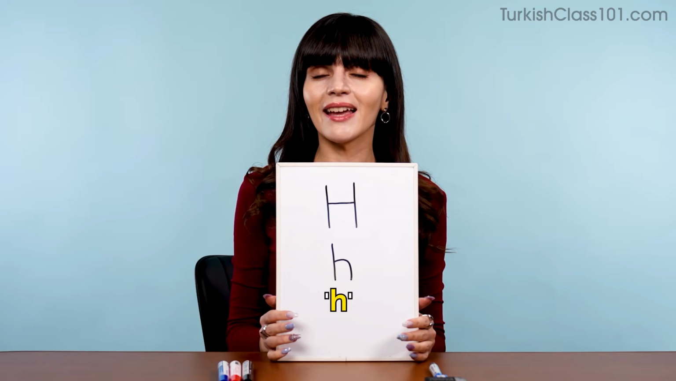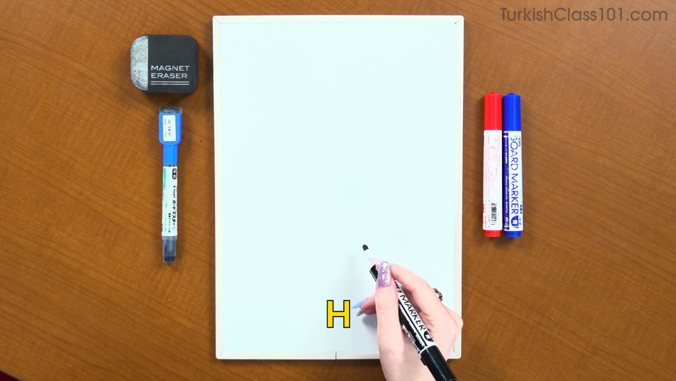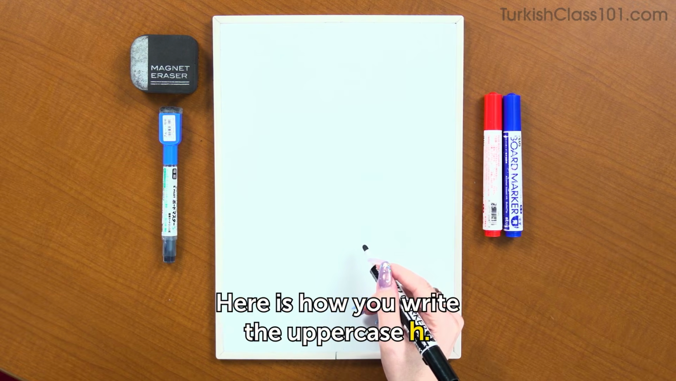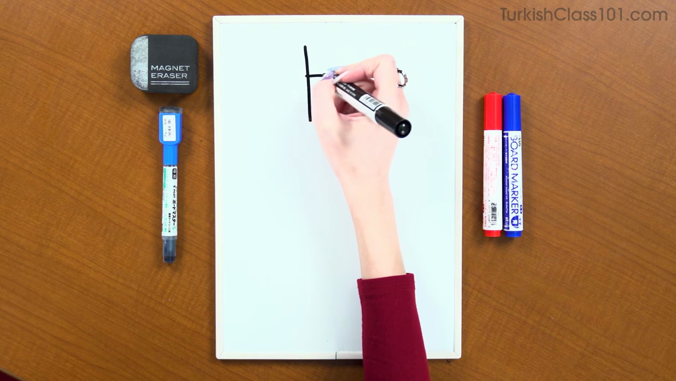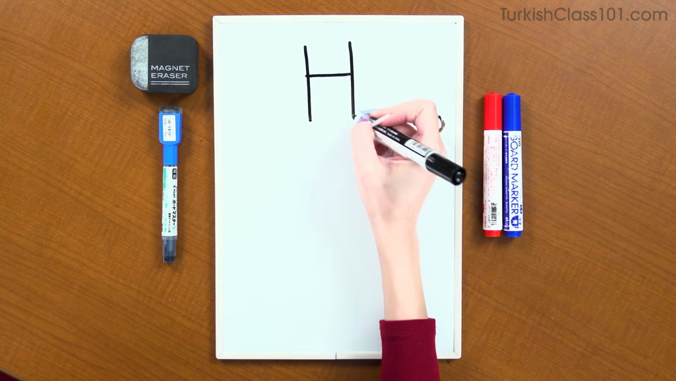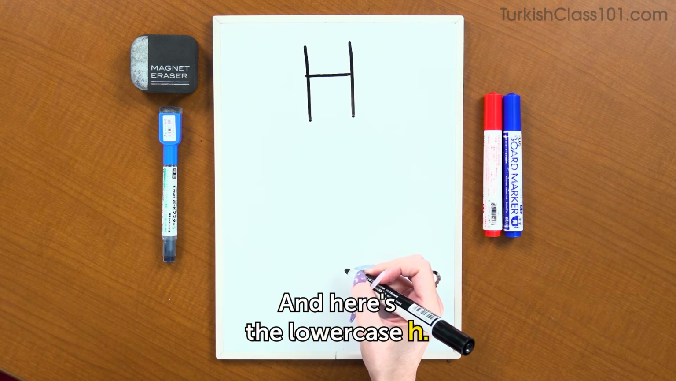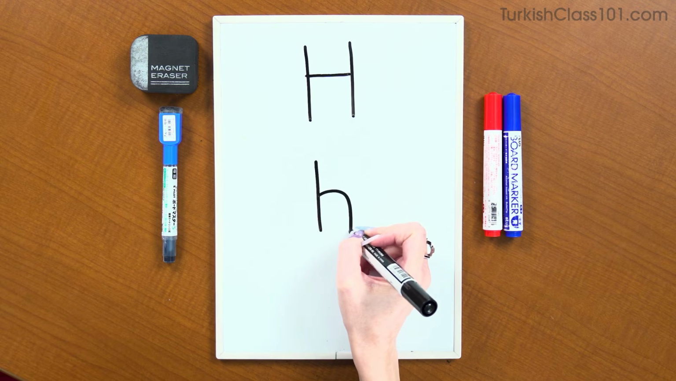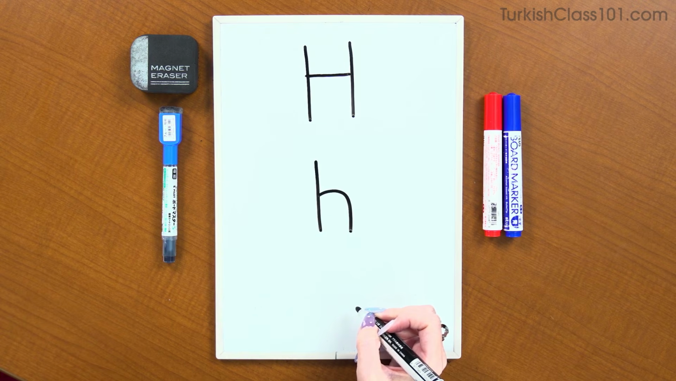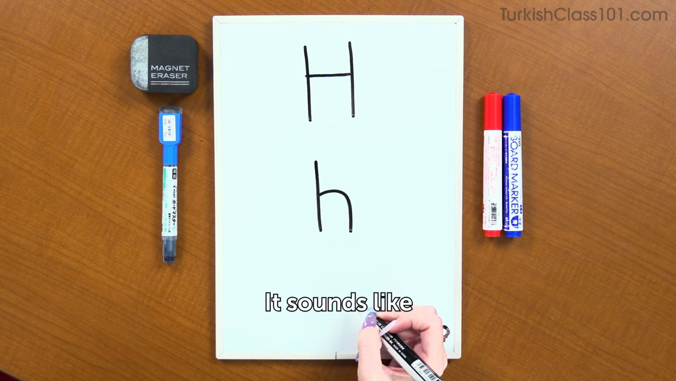Do you know how to write he in Turkish? Get your pen and paper ready. He. Here's how you write the uppercase he. And here's the lowercase he. It's the same as the English H. It sounds like H in hurry up.